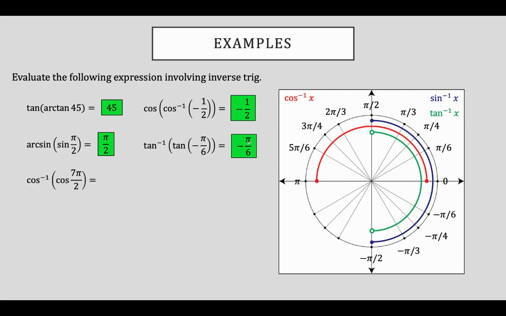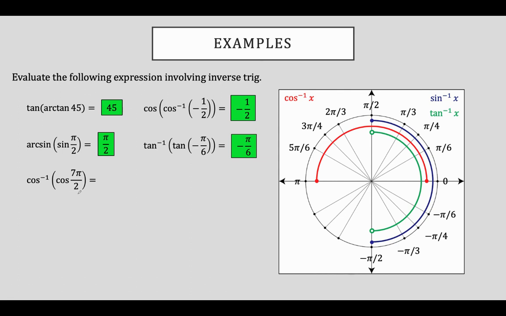Let's take a look at another one here. The inverse cosine of the cosine of 7 pi over 2. Now, we see an inverse cosine, we see a cosine. We need to think about inverse operations. However, let's look at the range of inverse cosine. Inverse cosine is only going to give out an angle between 0 and pi. Notice that our angle here, 7 pi over 2, is not between 0 and pi. Right? So it's impossible to get out 7 pi over 2.